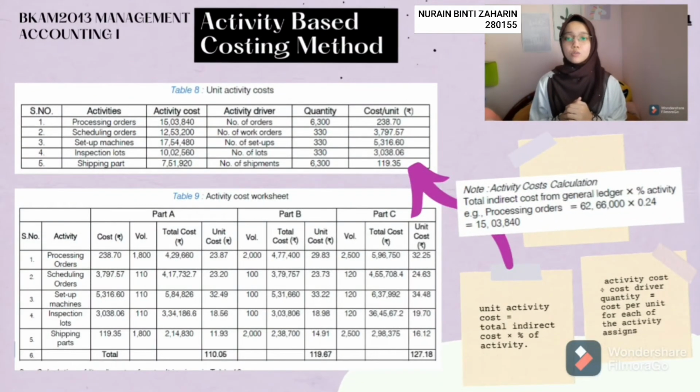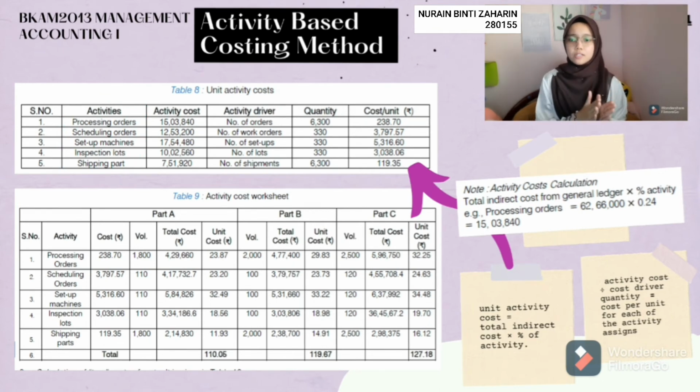Okay, now let's find out the unit activity cost for each activity by multiplying the total indirect cost given in the statement with the percent of activity. So we get the activity cost for processing orders is 1,503,840 ringgit, and we continue the same with the other activities to get the activity cost.